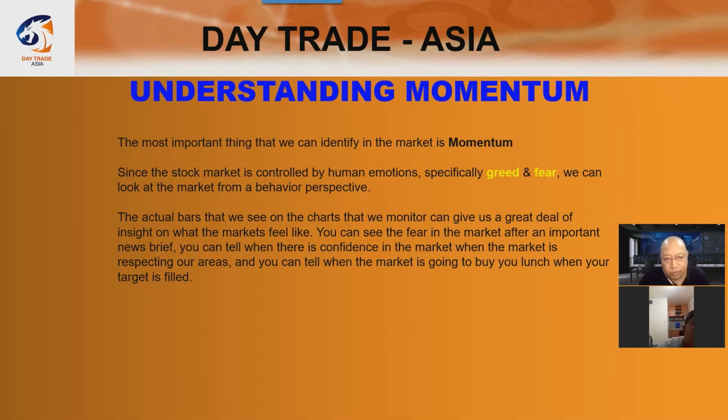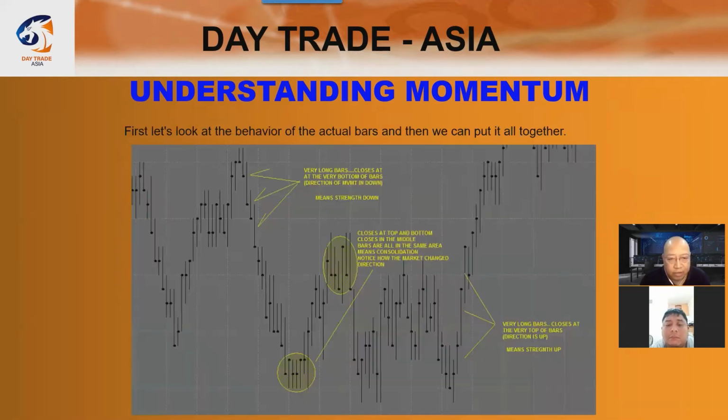So the most important thing that we can identify in the market is momentum. Since the stock market is controlled by human emotions, specifically greed and fear, we can look at the market from a behavior perspective. The actual bars that we see in the charts that we monitor can give us a great deal of insight into what the market feels like. You can see the fear in the market after an important news brief, and you can tell when there's confidence in the market, when the market is respecting our areas.